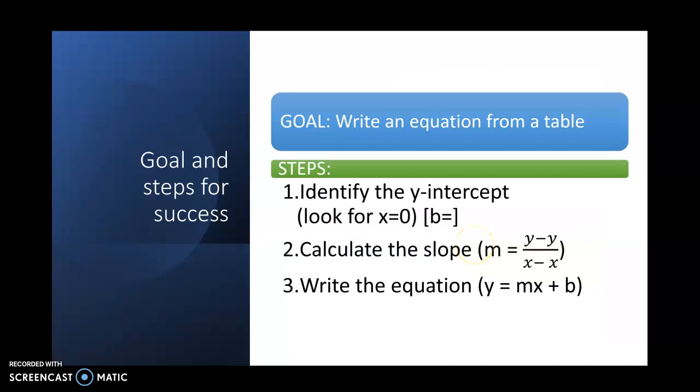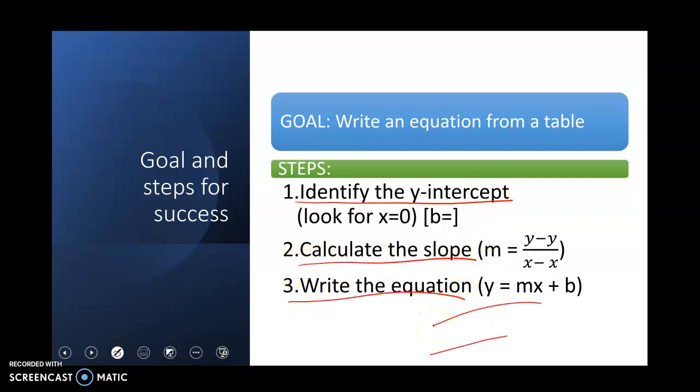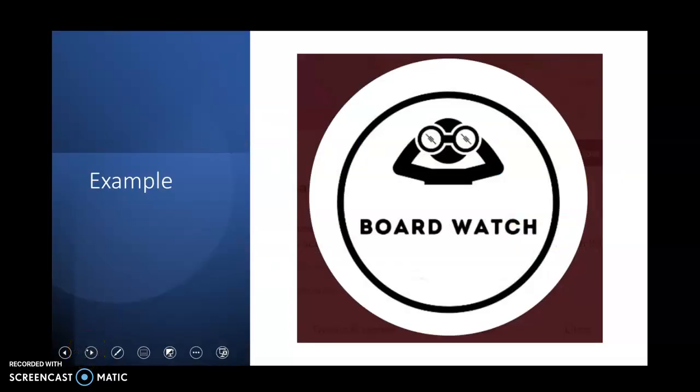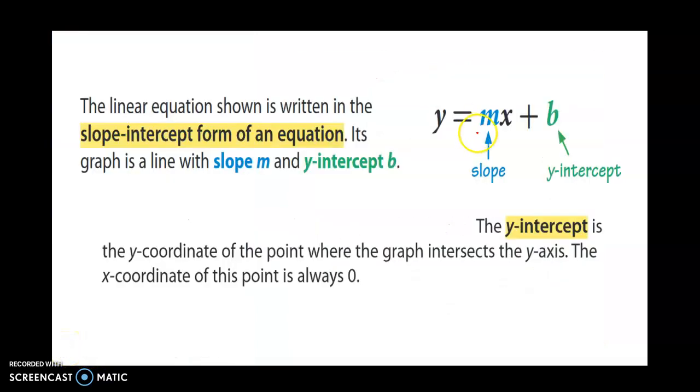Oops, here you go. We're going to write an equation from a table. So we're going to identify the y-intercept, then we're going to calculate slope, and then write an equation. Same vocab, it's just here's slope, here's y-intercept.